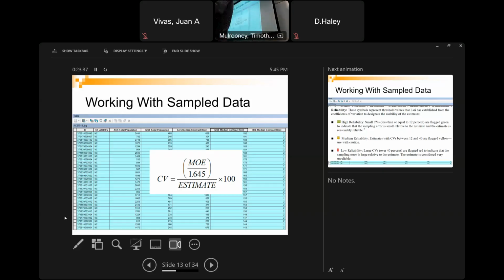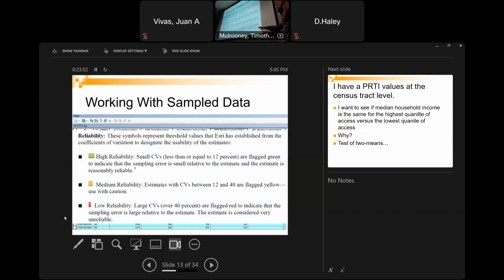Why? Because of something called imputation. They're not sure how many people live within that area. There's not that many people that live in that block group or census tract to collect from, so your margin of error with that calculation is going to be high. And so typically, with Esri data, you might get low reliability, medium reliability, or high reliability.